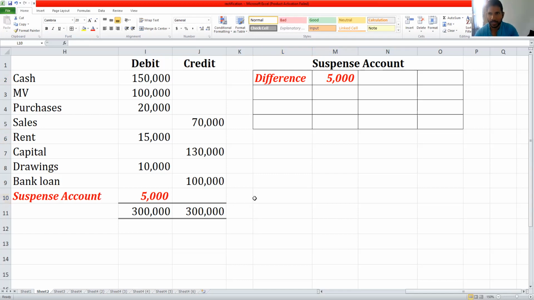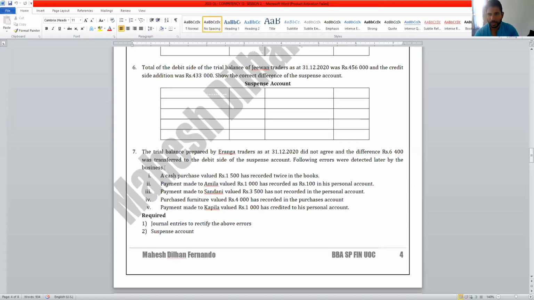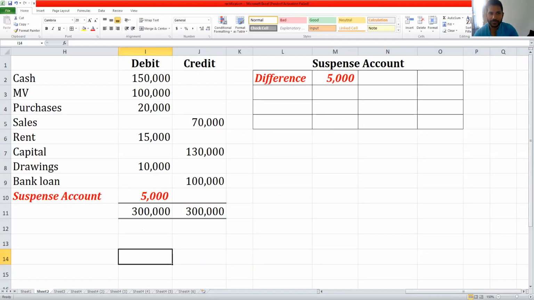Right. අපි යමු ඊළඟට. Number 6. The total of the debit side of the trial balance of G1 traders is 456 and the credit side is 433. Show the difference in the suspense account. This time it says the addition of the debit side is 456,000. Addition of the credit side is 433,000.